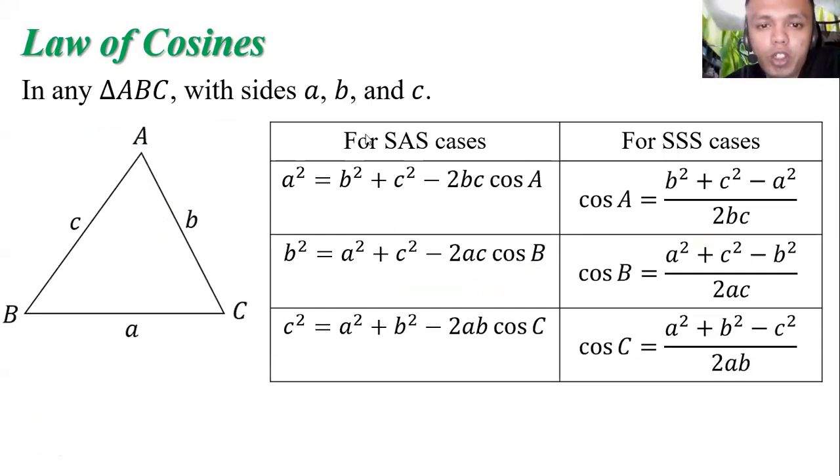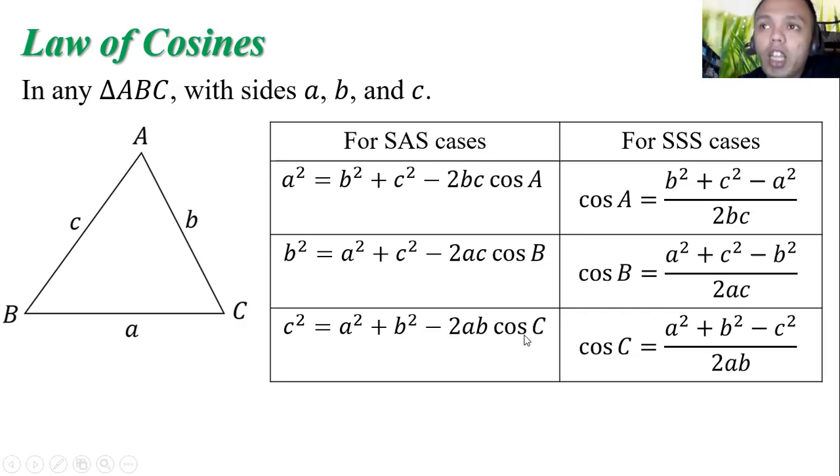Una is for SAS cases. When it is an SAS case, what we are looking for is the side. Then we have A squared equal to B squared plus C squared minus 2BC times cosine A. When the missing one is side B, we have B squared equal to A squared plus C squared minus 2AC cosine B. When side C is missing, we have C squared equal to A squared plus B squared minus 2AB cosine C.